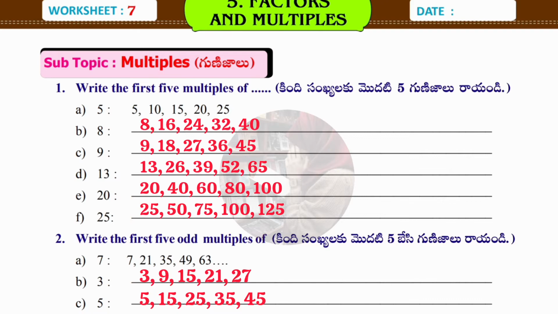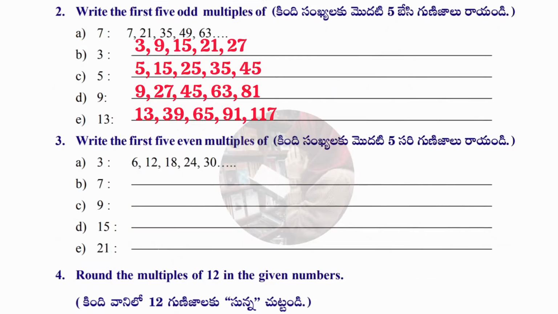Okay, next number is 5. 5 1s are 5, odd number, write it down, 5. 5 2s are 10, even number, skip it. 5 3s are 15, odd number, write it down. 5 4s are 20, skip it. 5 5s are 25, write it down, 25. Then 5 7s are 35. Then 5 9s are 45. Okay, 5, 15, 25, 35 and 45. These are the first 5 odd multiples of 5.